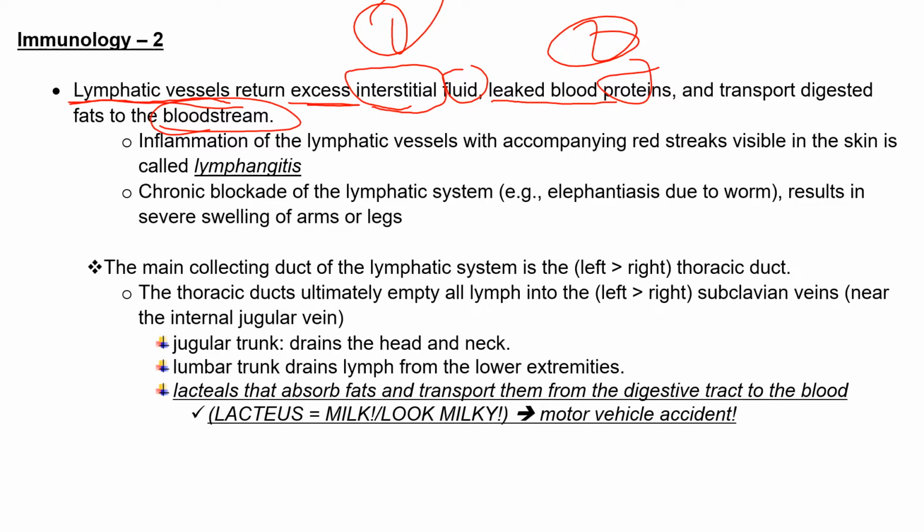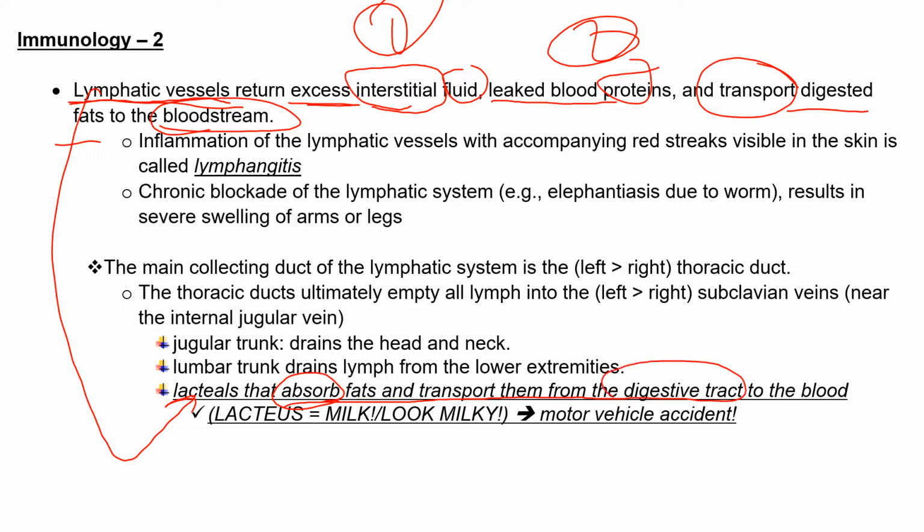Additionally, lymphatic vessels take digested fats to the bloodstream. They help transport and incorporate digested fats into the bloodstream. Those lymphatic vessels that are involved in absorption of fats and transport of these fats from the digestive tract to the blood are called lacteals. They derive their name from the word lacteus, which means milk. You know, lactose, you see those words in the supermarket in association with milk. Lacteals are called so because they look milky.